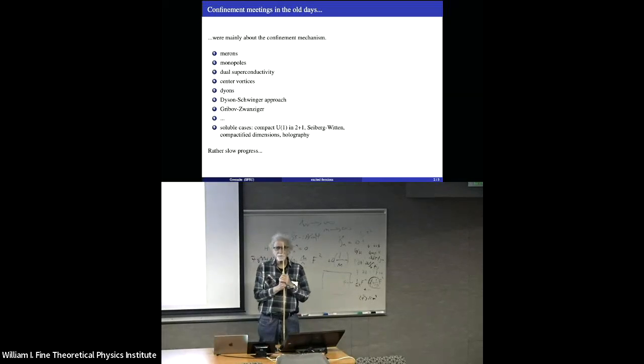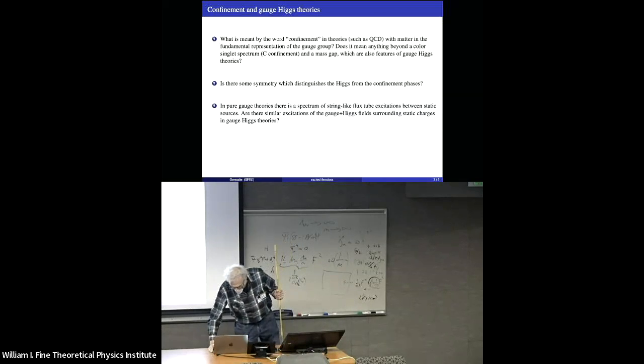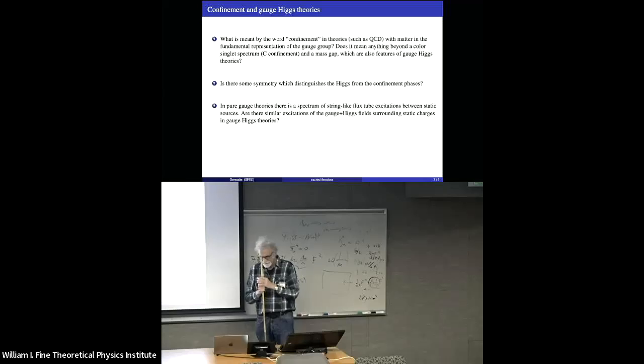So I've been trying to think about, or I've been led to think about, some other rather general questions which are related to these things. First of all, we use this word confinement. What does it actually mean in QCD, or in any theory where you have matter in the fundamental representation? Because when you have matter in the fundamental representation, you've broken center symmetry explicitly. So then what do you mean? What kind of order parameters have you got? What do you actually mean by confinement?